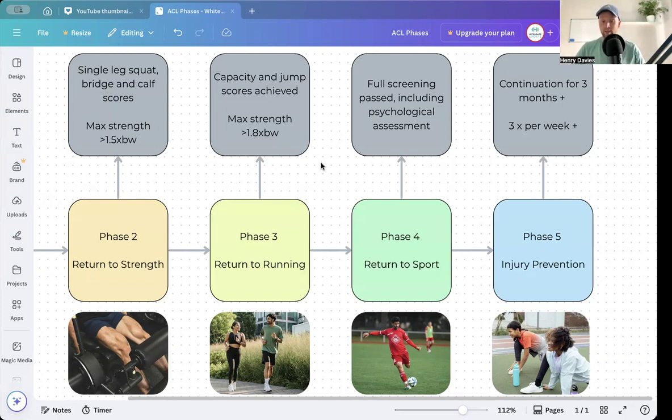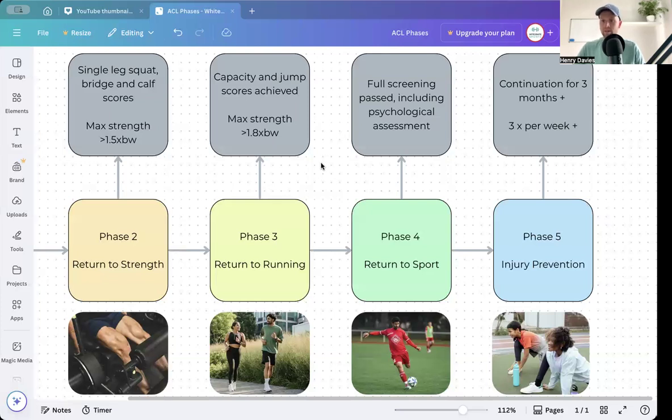Now, with return to running, there's obviously a phased approach to this as well. You'd want to start off with simple linear running and then build that into lateral running before higher speed, repeat sprint ability work, which would come into phase 4, return to sport. So you might start off with something as simple as 30 seconds of linear jogging with 30 seconds of recovery, building volume, and then once you've built some good volume, start to add some intensity to that as well.